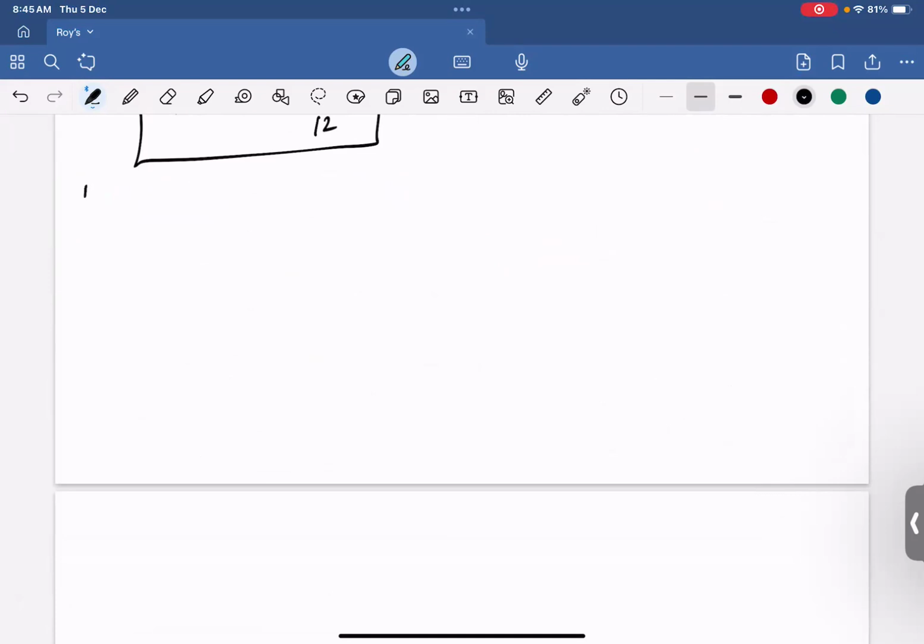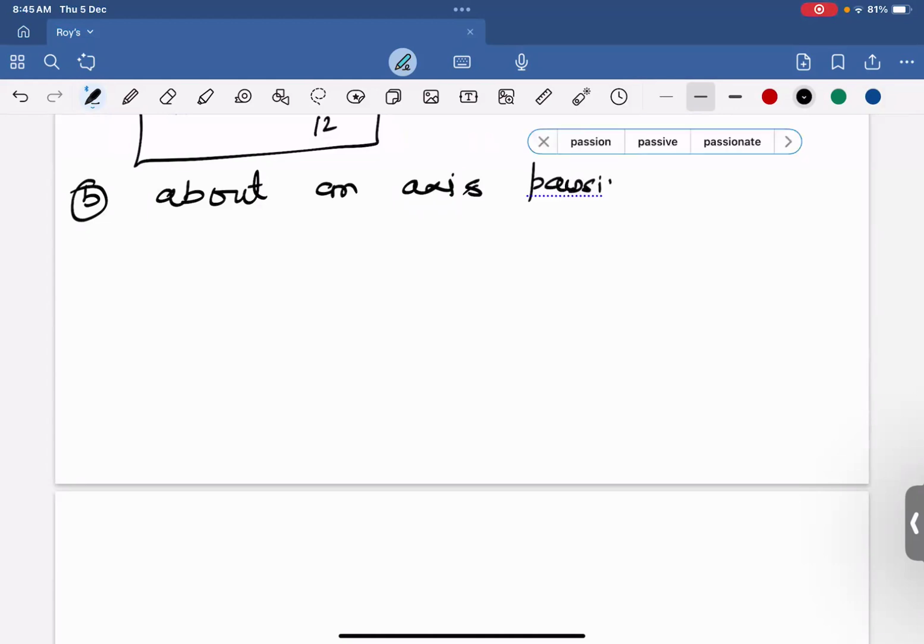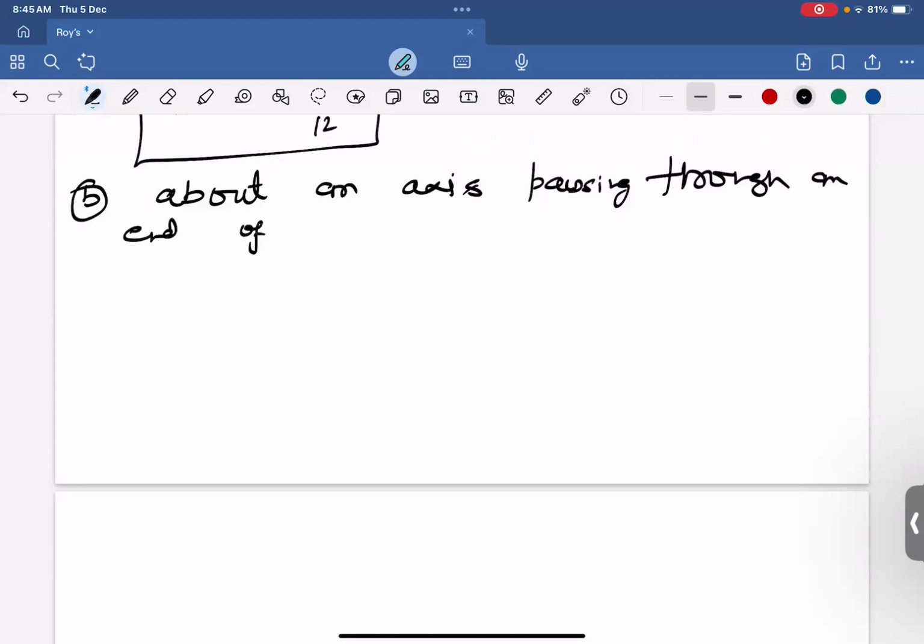Now let's take the moment of inertia about an axis passing through one end of the rod. It's not the center of mass. Passing through an end of the rod and perpendicular to its length.